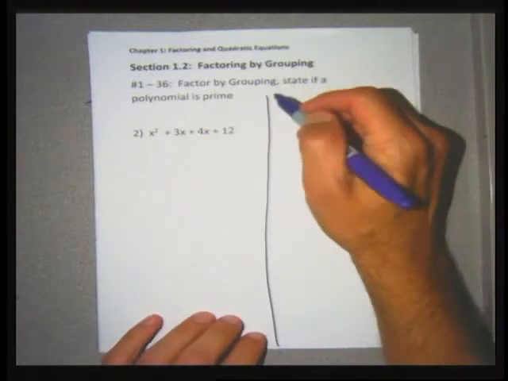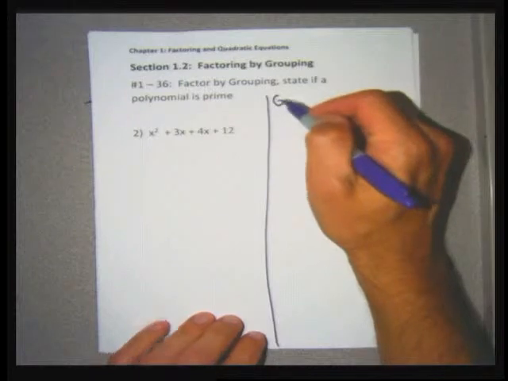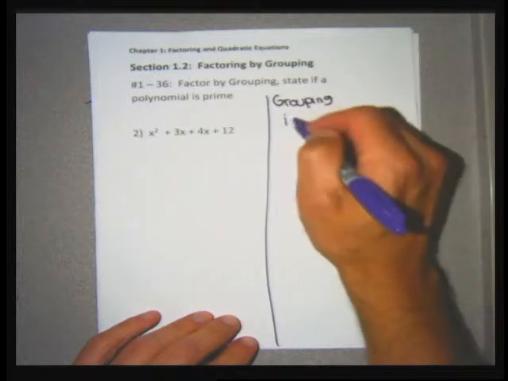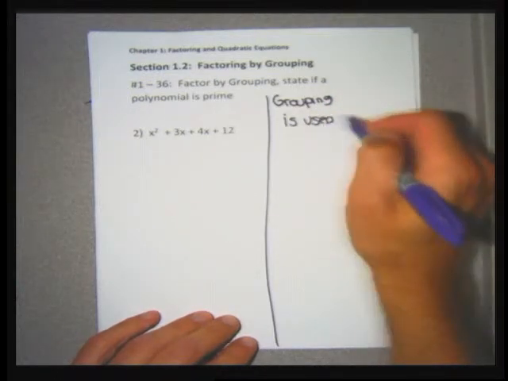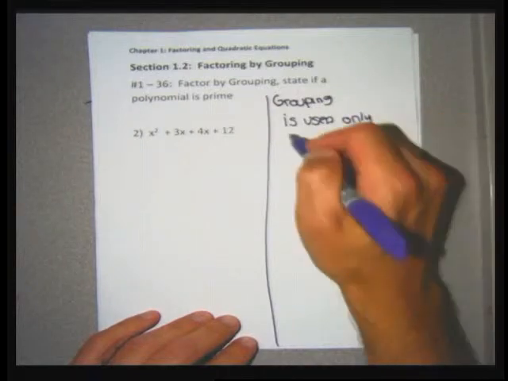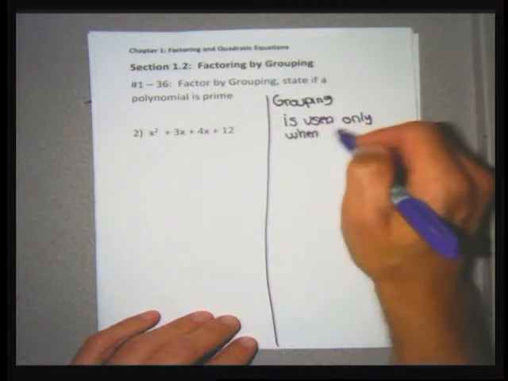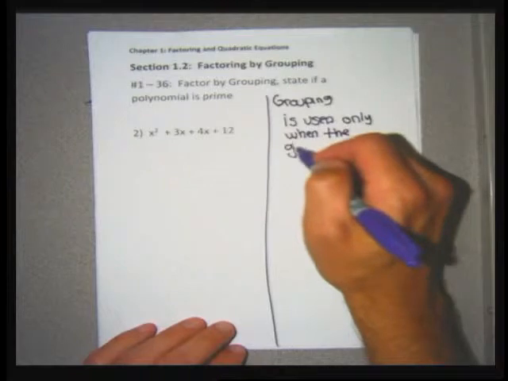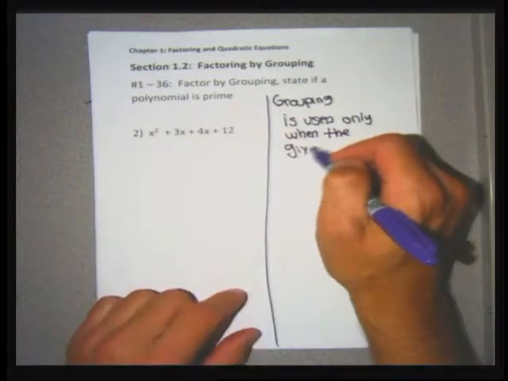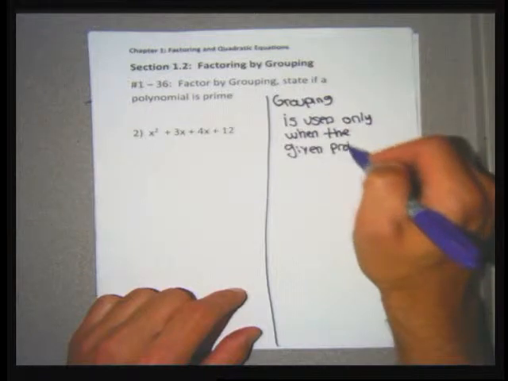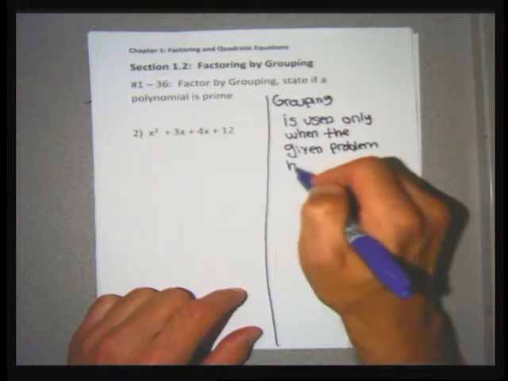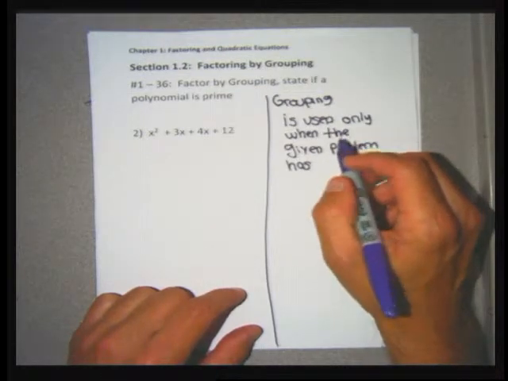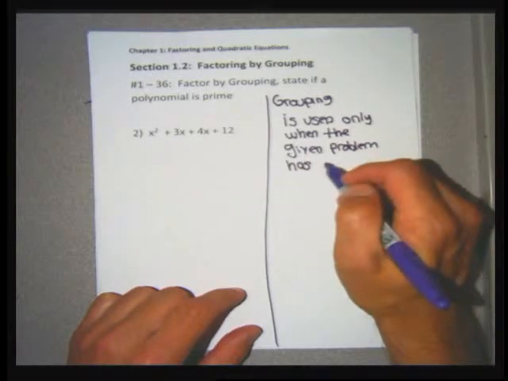So factoring by grouping, sometimes I'll just say grouping as opposed to factoring by grouping, is used only when the given expression, or I'll say problem, has exactly 4 terms. This is an expression because it doesn't have an equal sign. So if the problem has 1 term, 2 terms, 3 terms, 5 terms, 6 terms, I wouldn't use grouping.